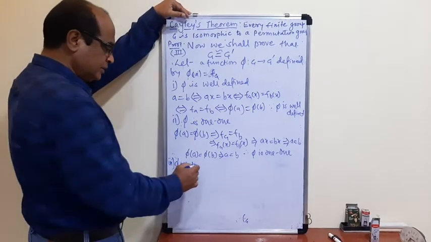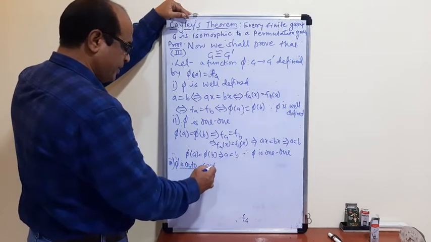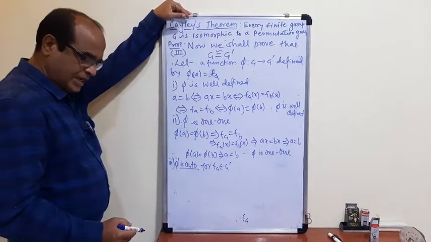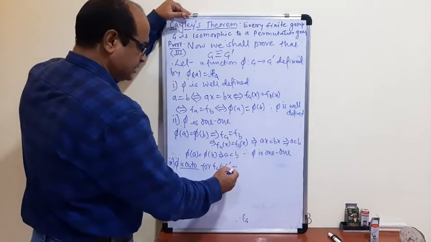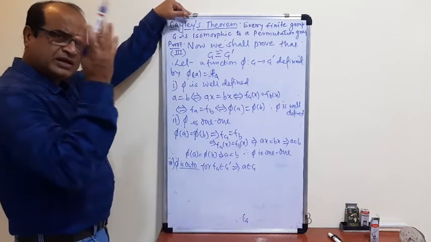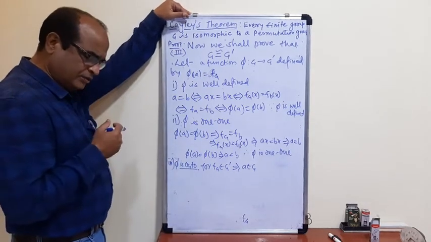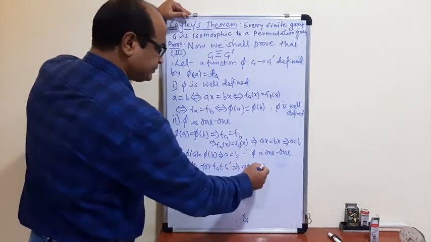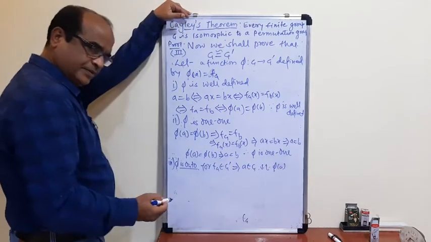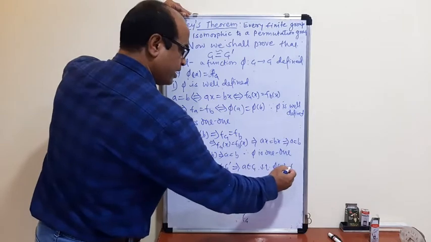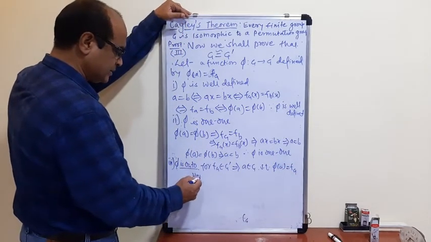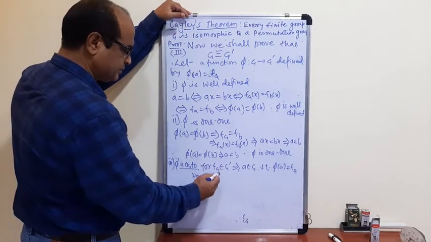For fa an element of G dash, there exists A belonging to G, certainly, because G dash is a finite group here, such that phi a is equal to fa. Therefore, phi is onto.